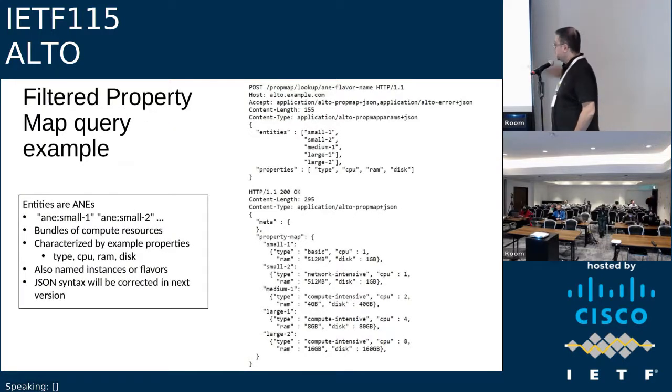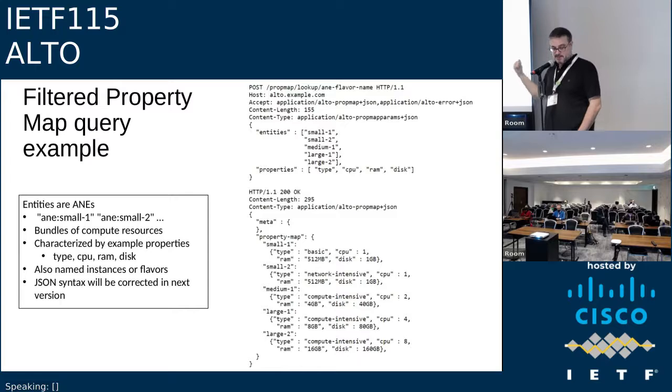We also added an example of a filter property map. Here, the entities are reflected as ANEs. In this example, the project that we are following considers the idea of quotas or bundles of resources: X CPUs, Y amount of storage, and Z amount of disk. This is why we are categorizing them as small, medium, and large, the usual way some of the hyperscalers offer compute capabilities.